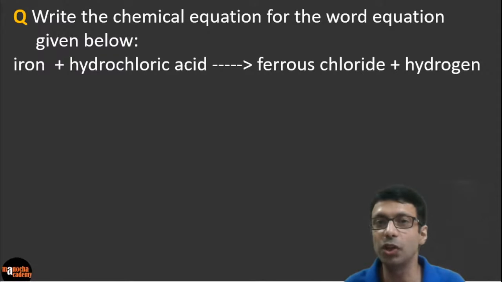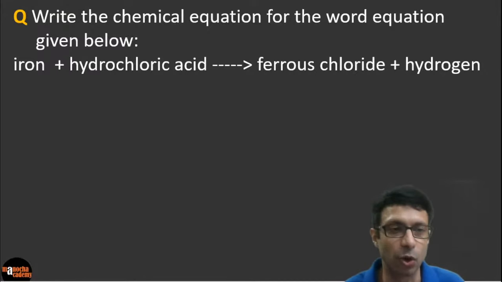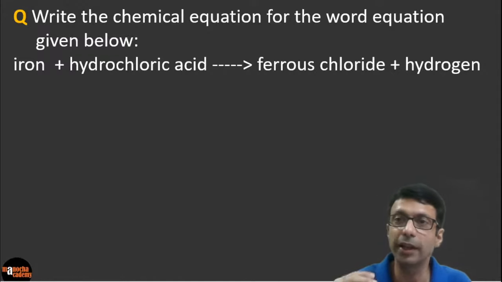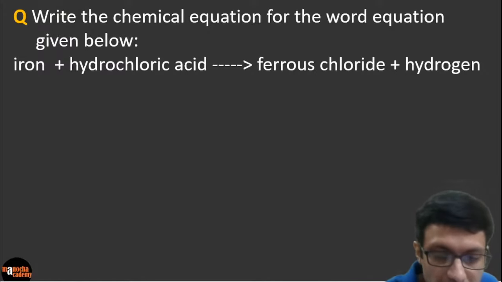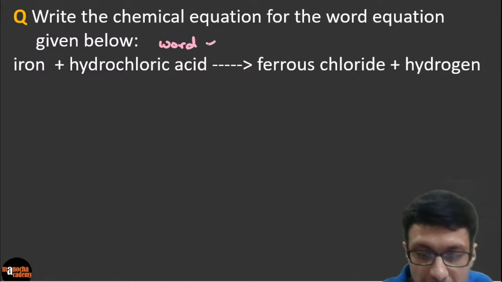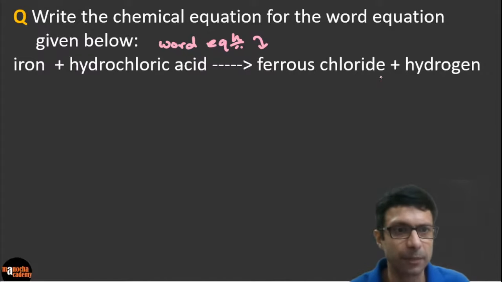Write the chemical equation for the word equation given below. Okay, so here I want all of you to try. I've not given choices here because I want you to try and write down the reaction for me. What do you think this is going to be? And a lot of people have this difficulty in converting the word equation to a chemical equation. So here, can you see we've been given this word equation. Iron plus hydrochloric acid gives ferrous chloride plus hydrogen.